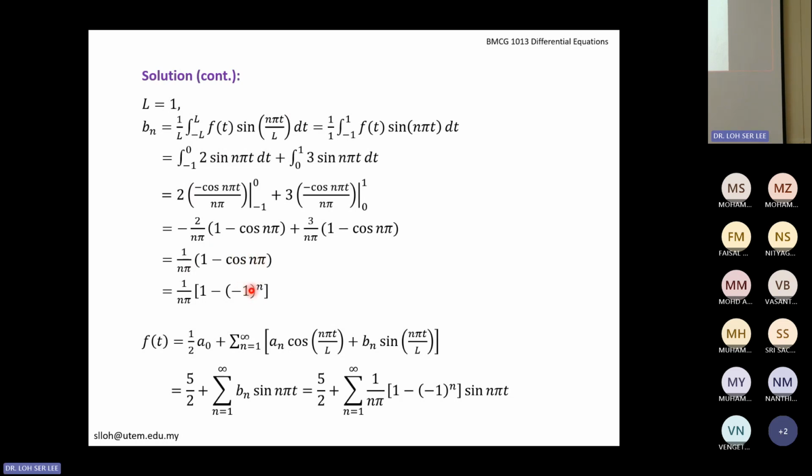There are 2 things you need to remember for Fourier series: sine n pi is 0, and cos n pi is -1 to the power of n. After you get a0, an, bn, substitute them into the formula. But an just now is 0, so that term is gone. You have only Bn sine n pi t over L, and L is 1. You substitute this Bn, then this is the final solution.